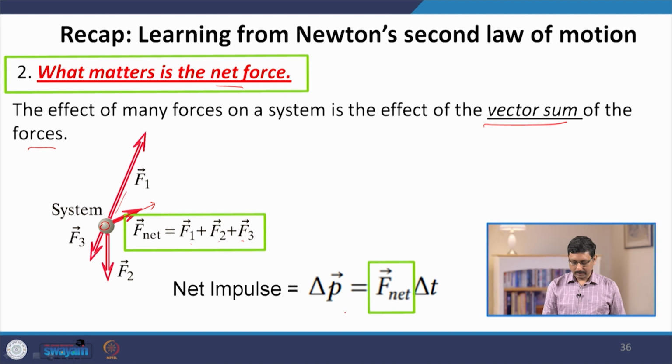This was stated in the momentum-impulse version of Newton's second law: the change in momentum is equal to the total force times delta t, which is the net impulse on the system.